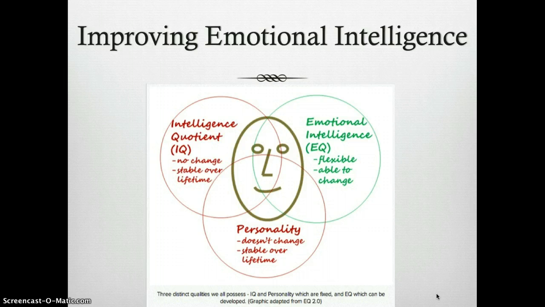So just as an overview, there are 3 parts that make up who we are: our intelligence quotient, our IQ, which does not change and is stable over time; our personality, which is stable over time and doesn't change; and our emotional intelligence, which is flexible and we can change it.